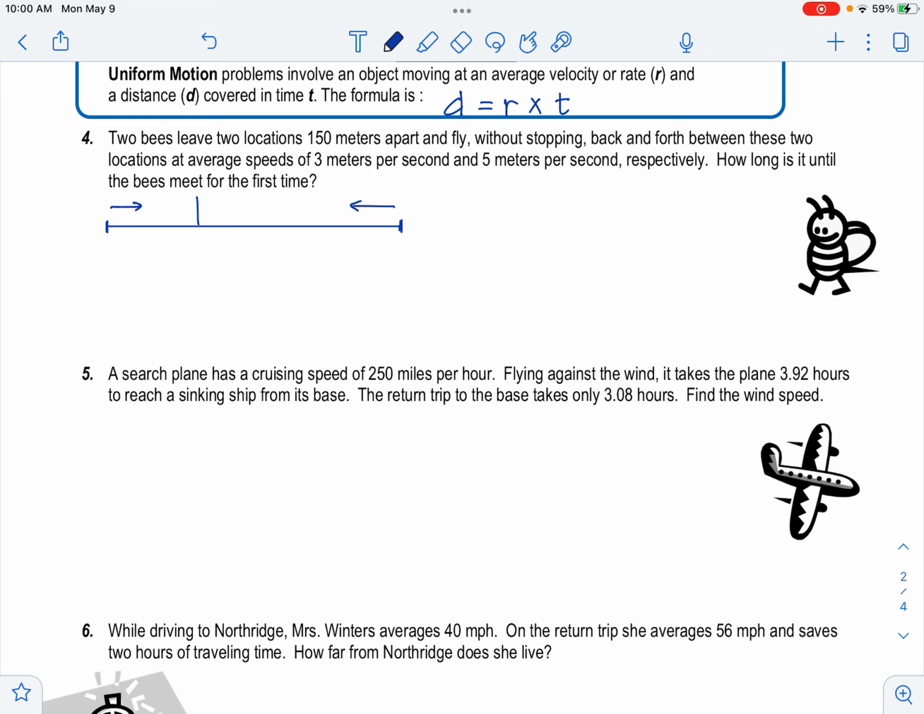Do they meet here? Do they meet here? Or do they meet right in the middle? Definitely don't meet right in the middle because they're going two different speeds. All right, so here's things that I do know. I know that this whole entire length is 150 meters.